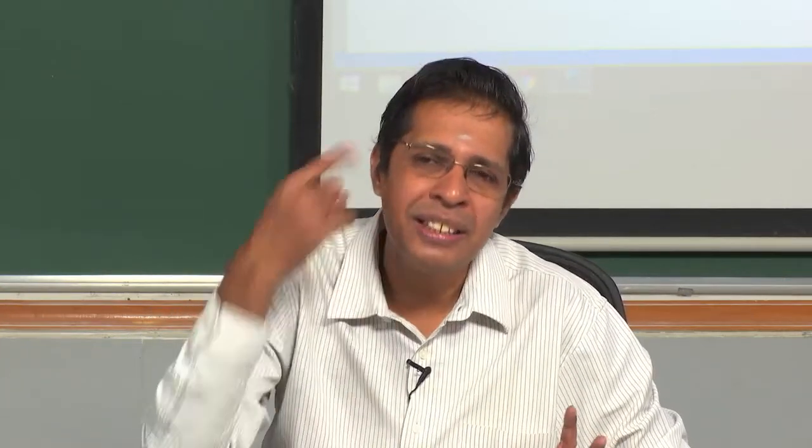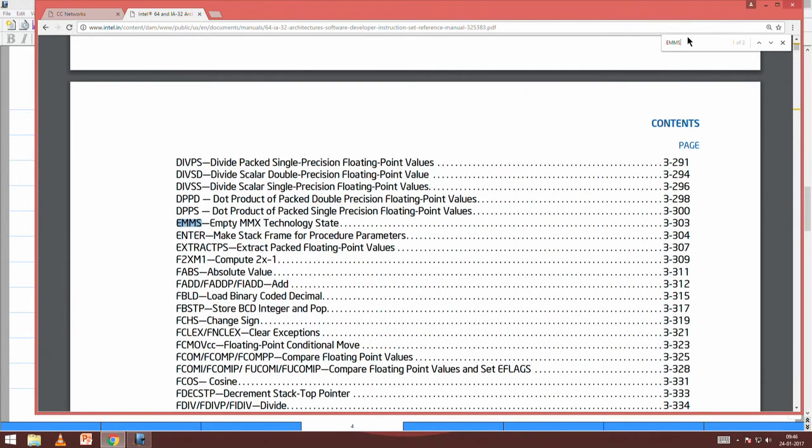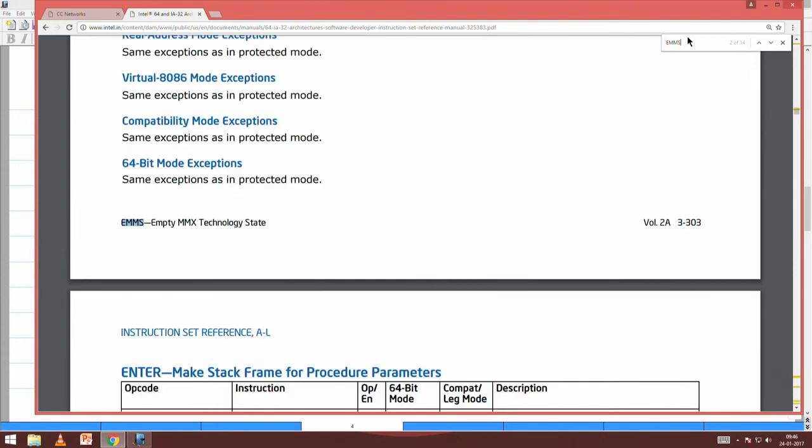So what Intel decided, the first step was to use the FPU registers. If you look into the Intel manual, it is very interesting. If you search for EMMS, empty MMX technology state, yeah.